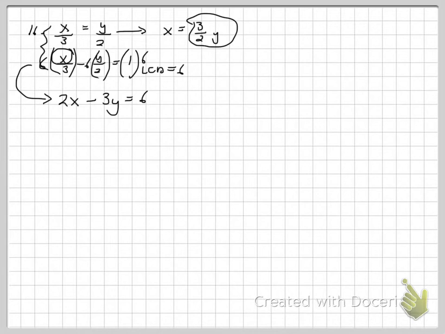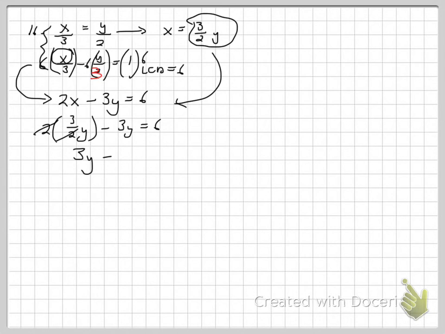Now if I plugged in to the x, I would get 2 times 3 halves y minus 3y equals 6. 2's will cancel. I'll get 3y. Okay, let me correct this up a little bit. I thought, what is going on here? And the thing that's going on is I copied the problem wrong. So let's say it said x minus 3y equals 1.